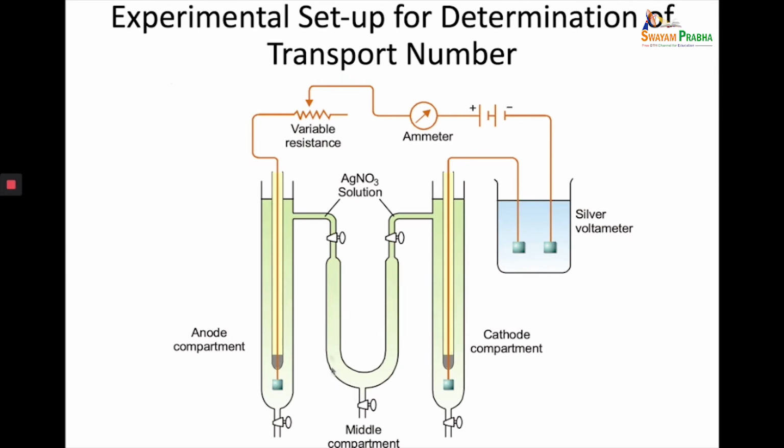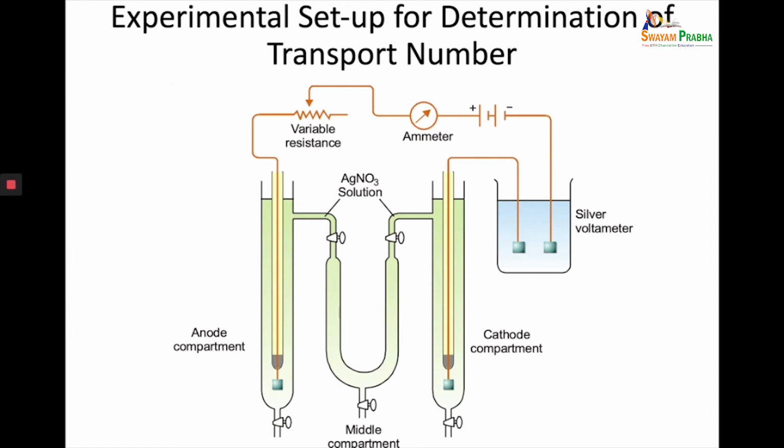Analysis of the middle compartment is used as a check to determine if any interfering effects have occurred. The change in the amount of the electrolyte in each of the compartments, the anodic and the cathodic compartment, can be related to the transport number of the ions by the procedure which was given earlier. We did talk about the coulometer. So the coulometer is put in series with this experimental setup.